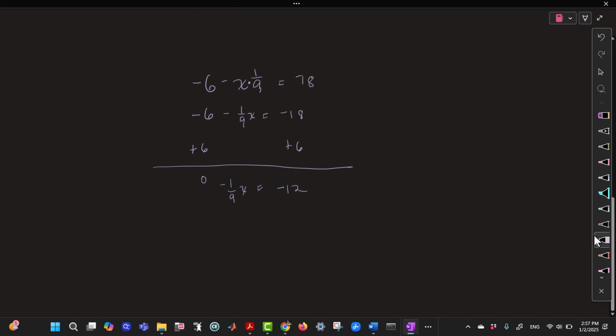Now, to get rid of the negative 1/9, I could divide both sides by negative 1/9, and that's not bad if you have a calculator. But remember that a way to get rid of a fraction is always to multiply by the reciprocal. So the reciprocal of negative 1/9 is negative 9 over 1. Well, negative 9 over 1 is the same as just negative 9. So I'm multiplying both sides by negative 9. The 9's cancel, the negatives cancel, and I am left with 1x. I don't have to write the 1. x is negative 12 times negative 9, which is 108.